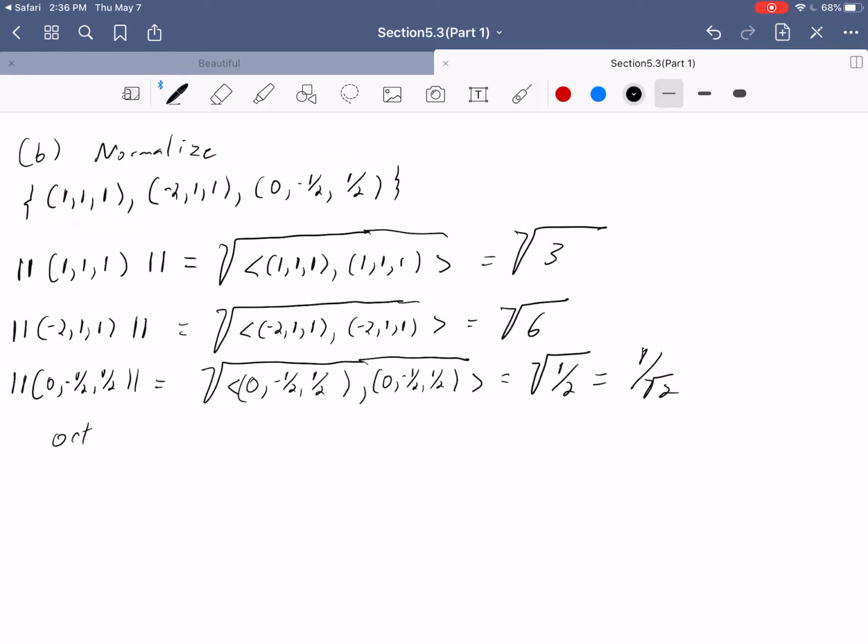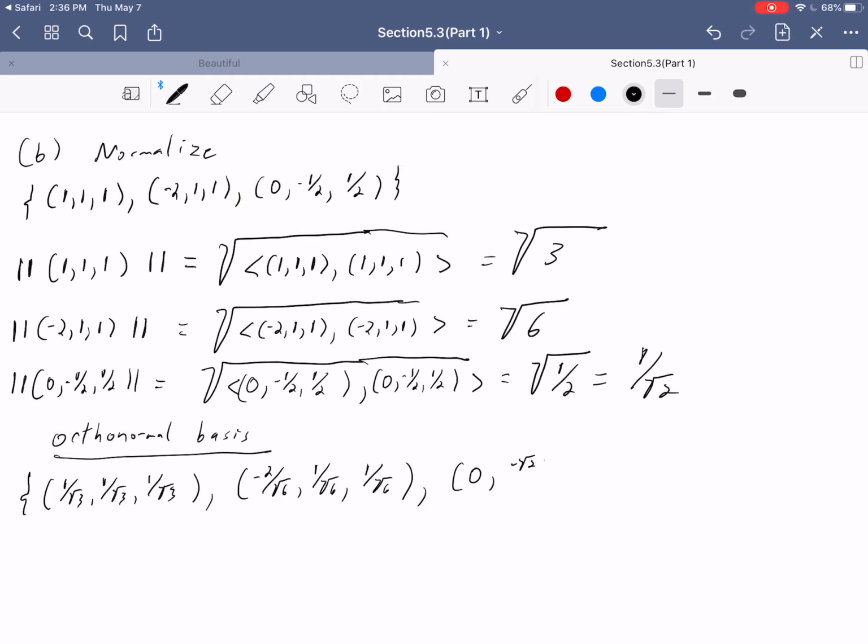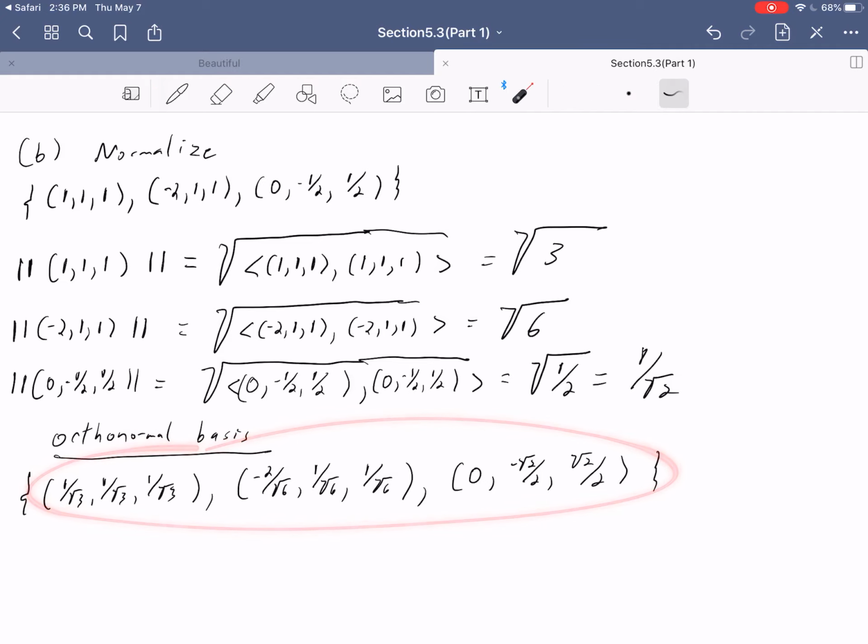So our orthonormal basis, okay, we get to divide all these guys by root 3. So it looks like the first vector should be 1 over root 3, 1 over root 3, 1 over root 3. For this guy, we have to divide by root 6. So it looks like it should be negative 2 over root 6, 1 over root 6, 1 over root 6. And then for this guy, we need to divide by 1 over root 2, which basically means multiply by root 2. So we get 0, negative root 2 over 2, root 2 over 2. Now, if you guys want to check, you can see that this is an orthonormal basis.